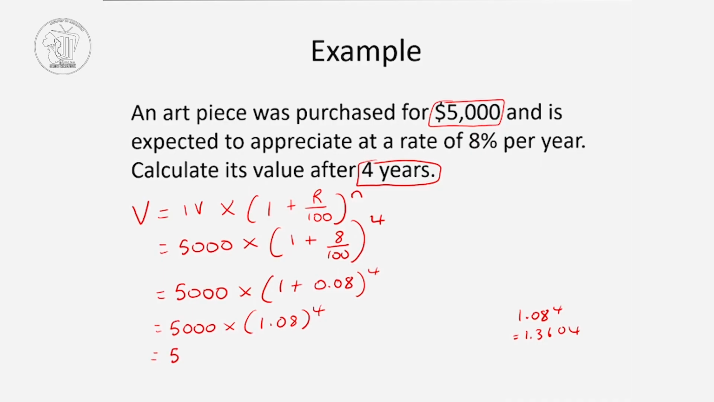So we'll take that answer. This will be 5,000 multiplied by 1.36048. Let me use 4 decimal places. This will be 1.3605. So when I multiply 5,000 by 1.3605, I will get $6,802.50. And this would be the cost of the item after it appreciates in 4 years.